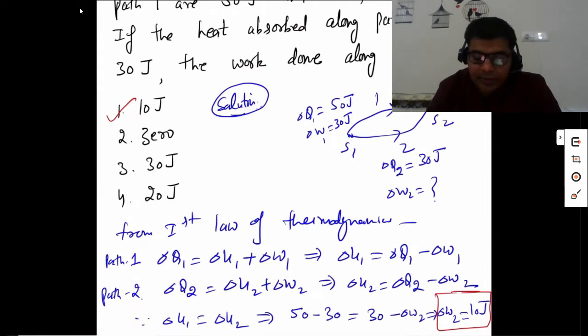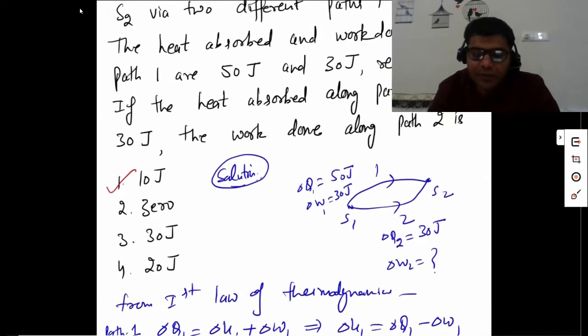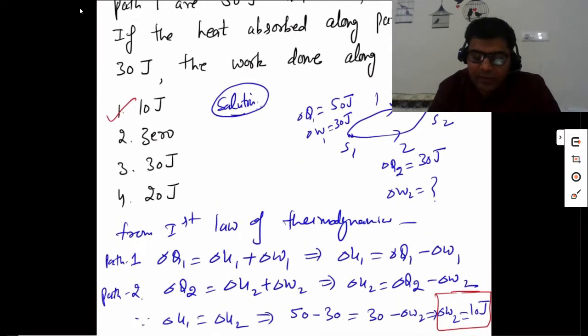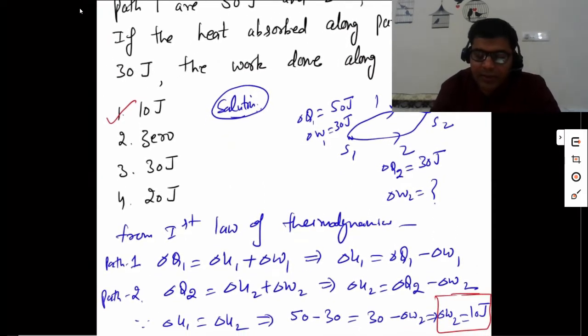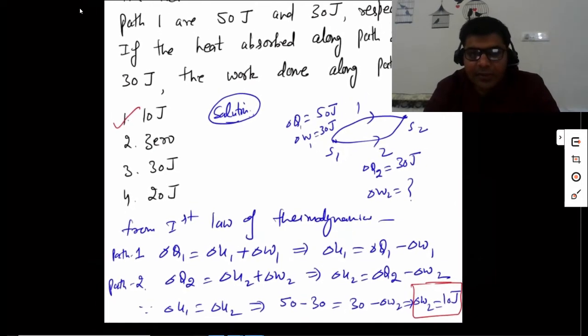And since both are the change in the internal energy between point 1 and 2, and the internal energy is a state function, right? It depends only on the initial and final position. So I substituted the values given in the question. The delta Q1 was given as 50 joule, delta W1 as 30 joule, and delta Q2 was given as 30 joule, and delta W2, which was asked, the work done in the second path, comes out to be 10 joule. So option first was correct in the exam.